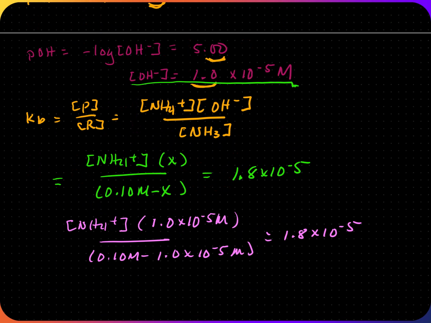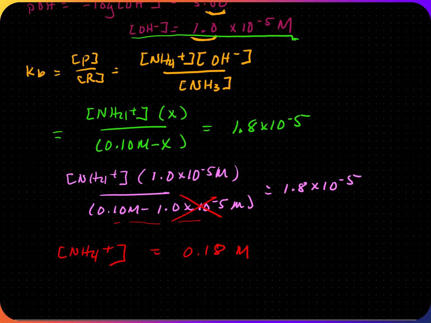And here I could even simplify a little bit. If I look down here, 0.1 minus 1.0 times 10 to the negative fifth is going to be close to 0.1, so we could eliminate that. So now I'm going to solve for NH4 plus. This equals 0.18 molar. So NH4 at equilibrium equals my initial, which we don't know, minus X, and this is going to equal 0.18 molar. My question mark is equal to 0.18 molar plus X.